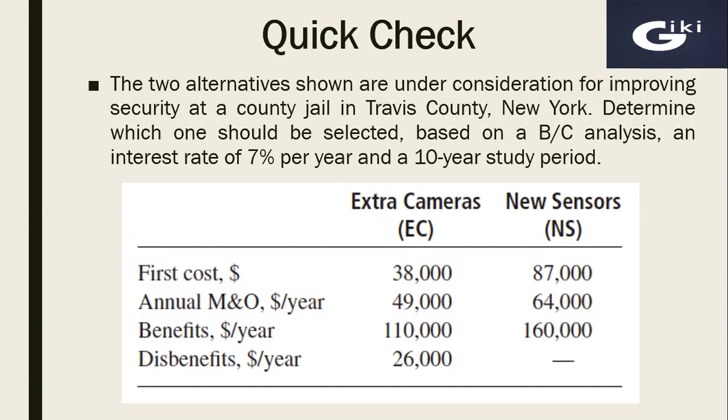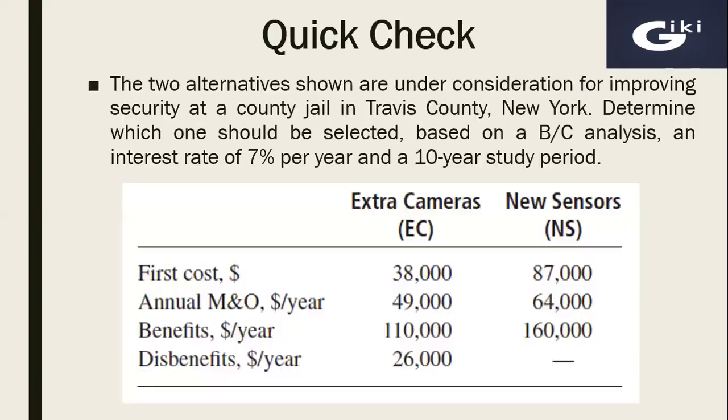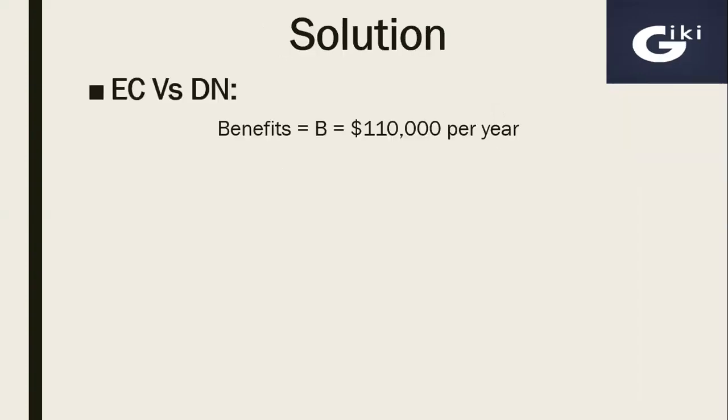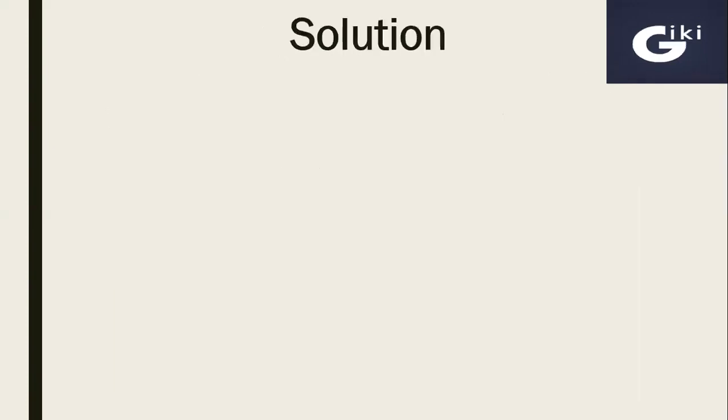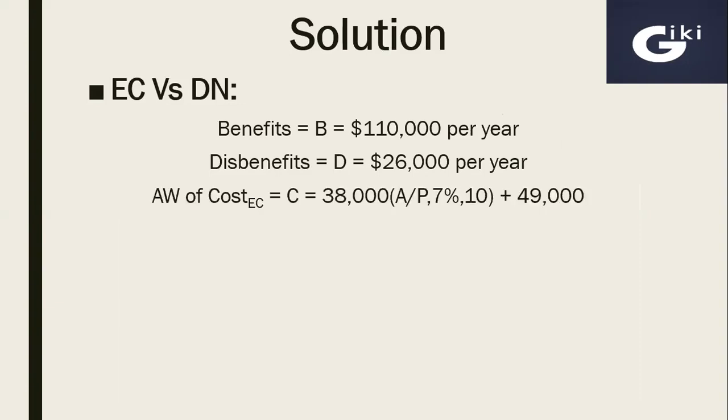Now we need to compare these projects on the basis of B over C analysis. So first of all, we have to calculate their equivalent total cost and compare the lowest cost option with the do nothing option. So EC versus do nothing: benefits of extra cameras are 110,000 per year in annual terms. The disbenefits are $26,000 per year in annual terms, and annual worth of cost is 38,000.